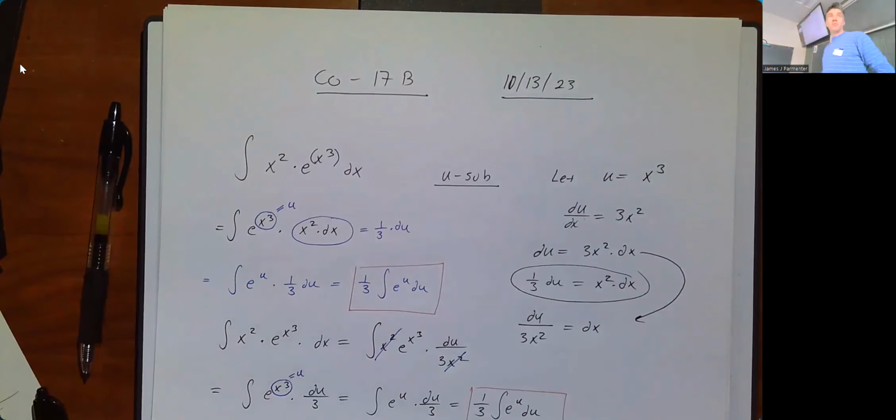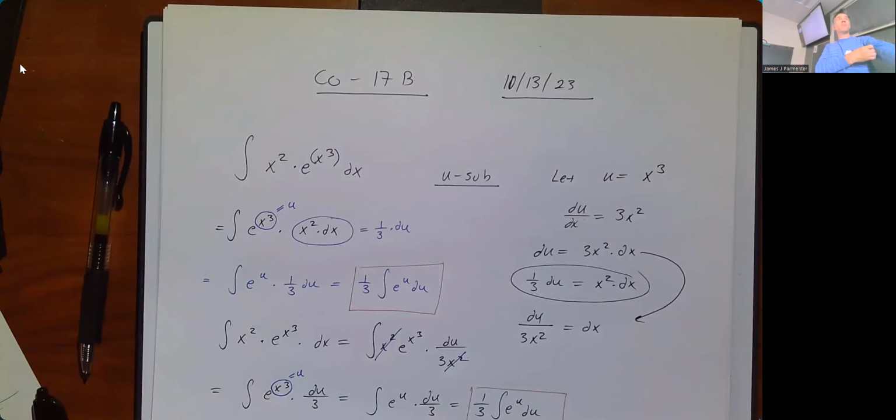So e is a constant. But e to the x is a function of x. e to the u is a function of u. e to the something with variables in it is not a constant, because depending on the value of x, that thing will change.